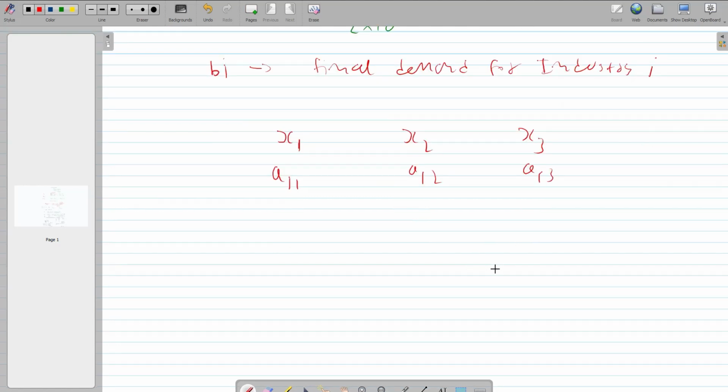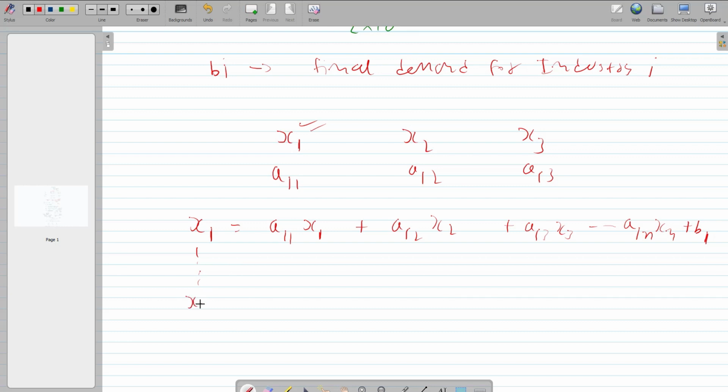So based on what we have done till now, we can write the total demand of good 1, which is denoted by x1 here, as A11 into x1 plus A12 into x2 plus A13 into x3, and so on. If there are n goods, A1n, that is good 1 needed in industry n, into xn, the amount of n that is being produced, plus B1, that is the final demand. Similarly, we can write for x2, x3, x4, which you can just do by yourself.